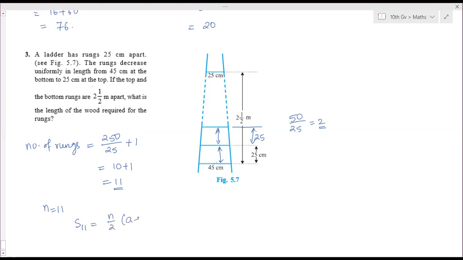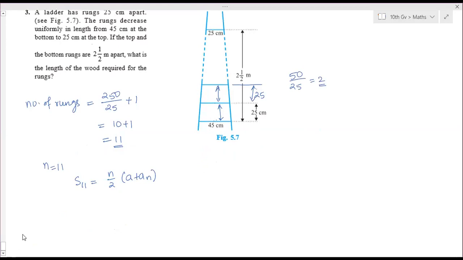That is n by 2, a plus an, because the last term you have, d you don't have, so for the second formula you cannot use. This is 45 and this is 25. Total 385. Got it?